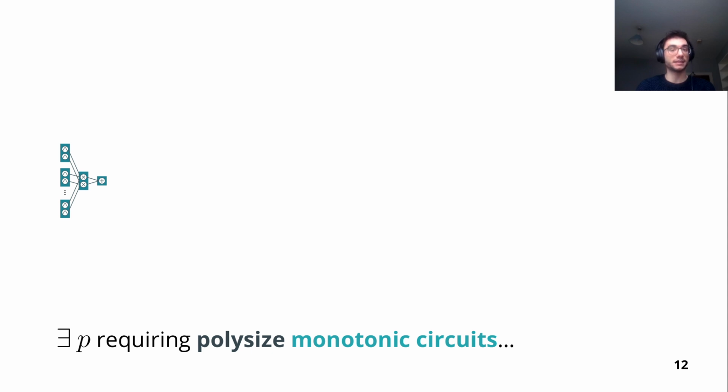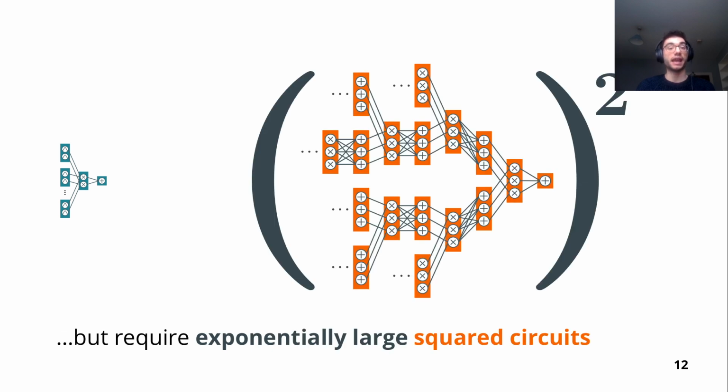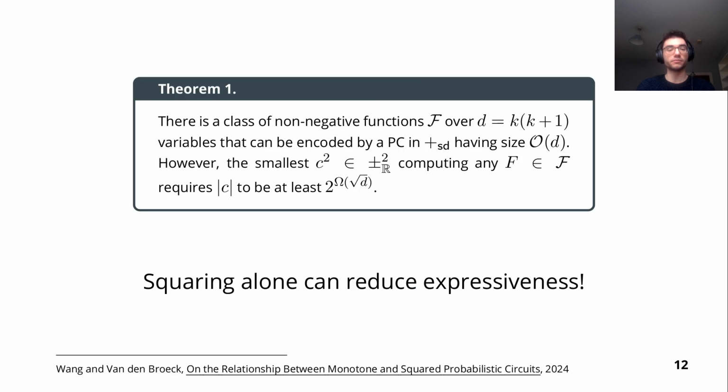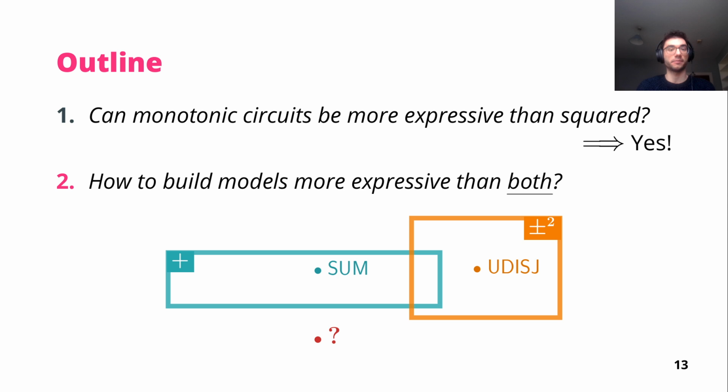So we prove the existence of distributions that can be modeled by monotonic circuits having polynomial size. However, any squared circuit modeling the same distributions must have exponential size instead. And this is perhaps surprising because squared circuits allow for negative parameters. We prove this theoretically by using results in circuit complexity theory, and the bottom line is that squaring alone can reduce expressiveness. The same theoretical result was discovered independently in another work shown in the footnote, using a very similar technique.